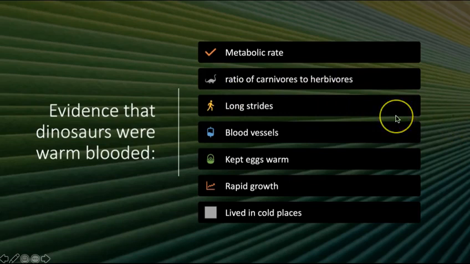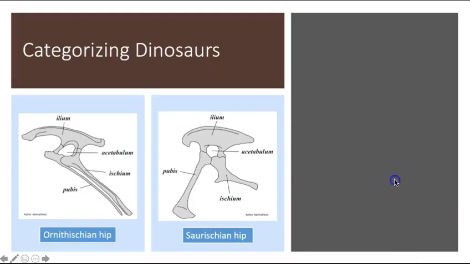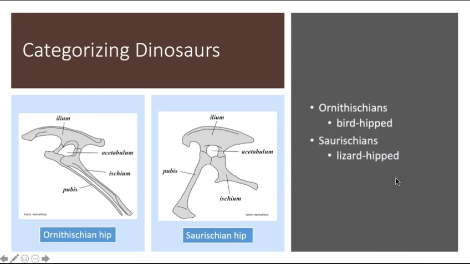Dinosaur bones show that they hosted a concentration of blood vessels comparable to mammalian bones, not reptilian bones. Like birds, dinosaurs also appeared to sit on their eggs. Dinosaurs appear to have grown much more quickly than reptiles do, and some dinosaurs had feathers, which would have served as insulation for small, warm-blooded animals. Finally, some dinosaurs lived in cold places near the South Pole, where they wouldn't have been able to survive if they were cold-blooded. Dinosaurs are organized into two groups, Ornithischians and Saurischians, bird-hipped and lizard-hipped dinosaurs, respectively.